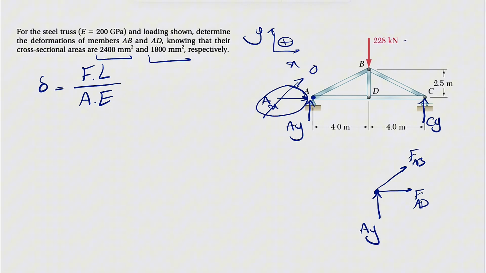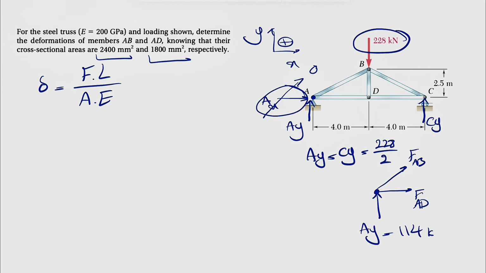Now we have three unknowns, so we need to figure out the AY. Because of the symmetry of this truss, if we do the sum of all forces in Y direction, again for the whole truss, we have 228 kilonewton applying in the middle, which means AY is equal to CY, which is equal to half of that amount. So 228 divided by 2 is going to be 114 kilonewton. So that's how we find the AY.